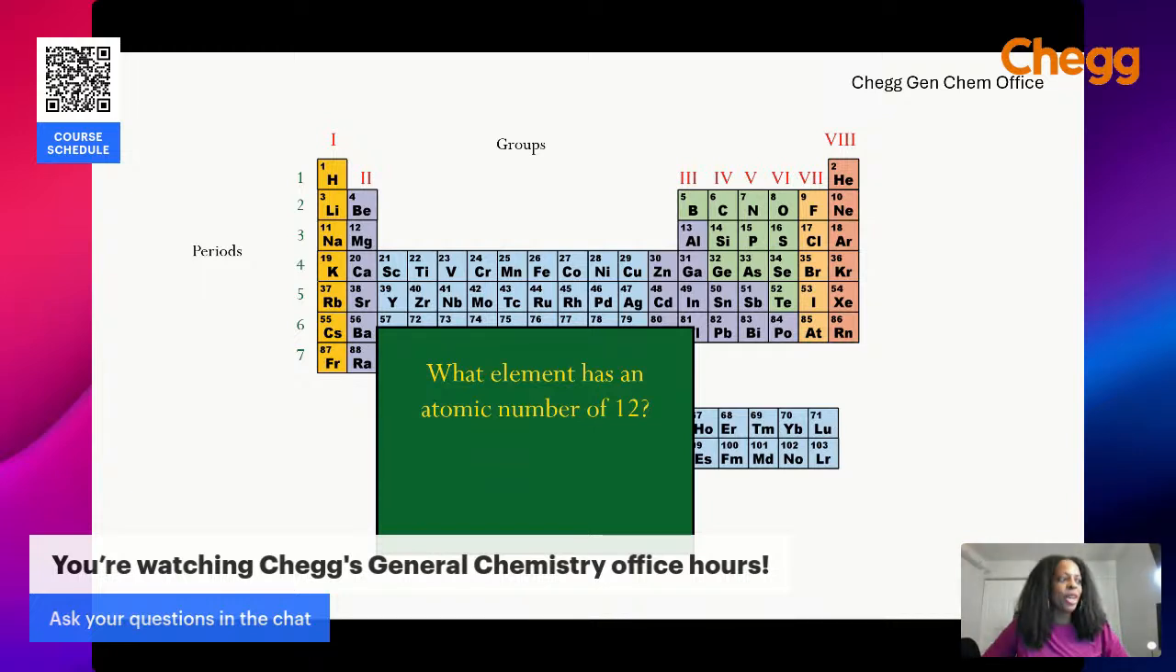So for instance here, if we got the question of what element has an atomic number of 12, okay? So think back to what we just saw about what does the atomic number tell us? Well, it tells us the number of protons. So we know there's 12 protons here. But this is also how we identify our element. So go ahead, pull out your periodic table and see if you can find which element would have atomic number 12.